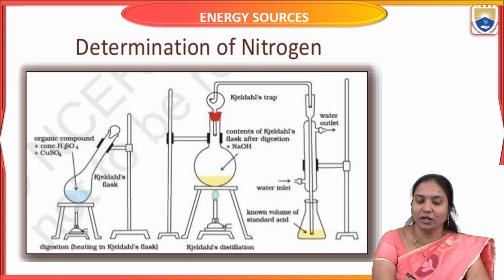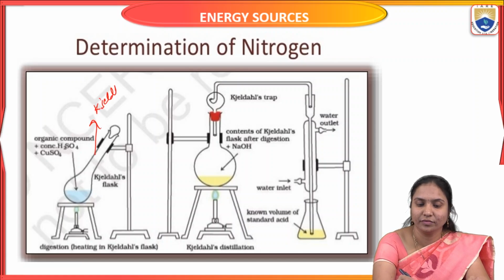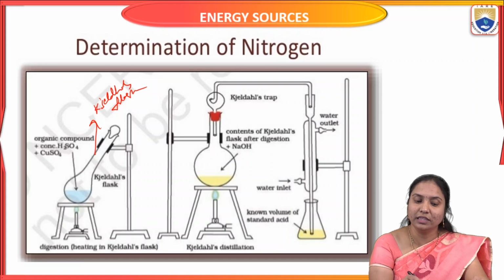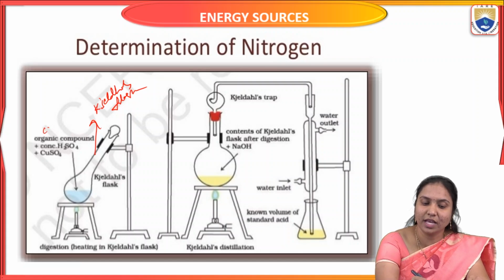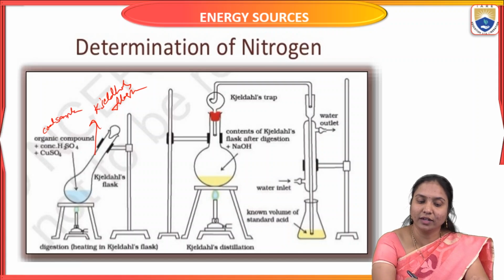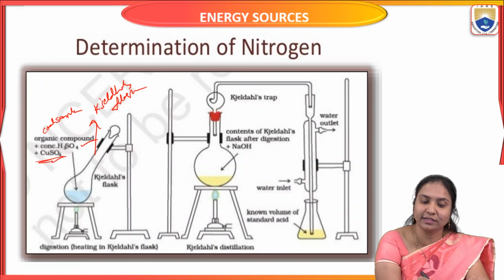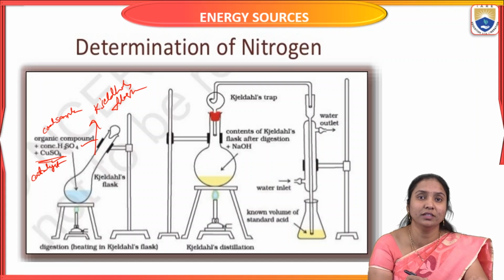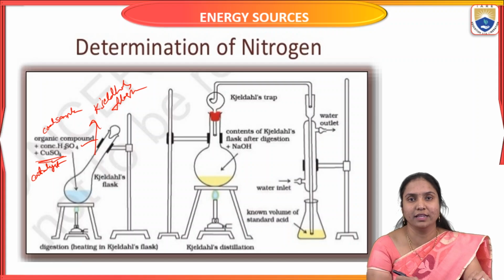We have just discussed this already. Starting, this is a Kjeldahl's flask. A long-necked, round bottom flask is called a Kjeldahl's flask. In this flask we are taking a known weight of powdered coal sample and concentrated H2SO4 and copper sulfate. Here copper sulfate or potassium sulfate, either one, is taken for this purpose. These two are used as a catalyst.